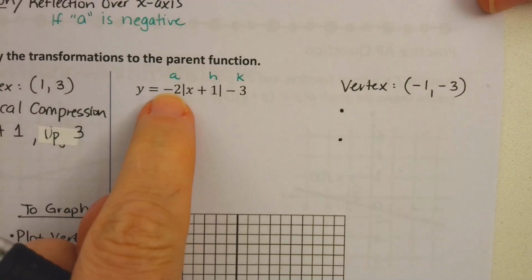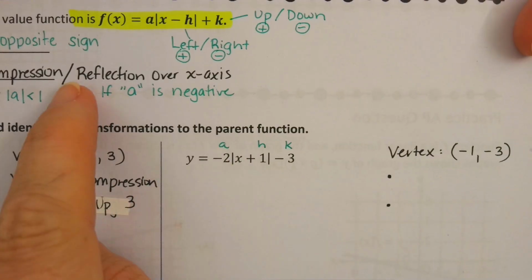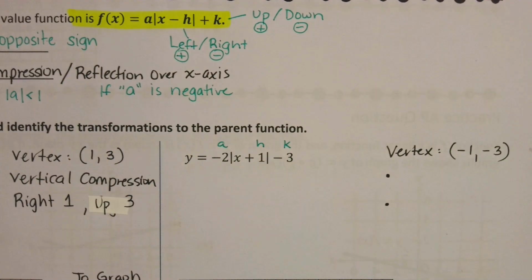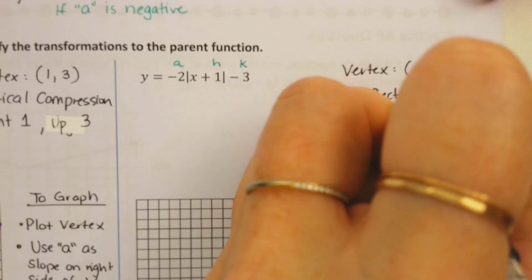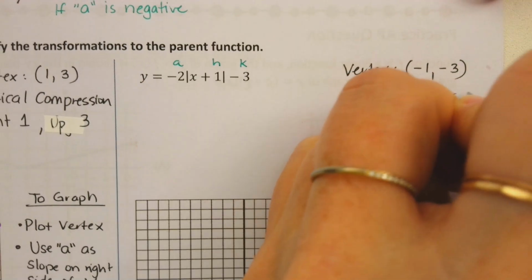What happens to it based on the fact that it's a negative? It'll have a maximum. It's a reflection, so it'll be facing downwards, meaning it'll have a maximum. It's a reflection over the x-axis.